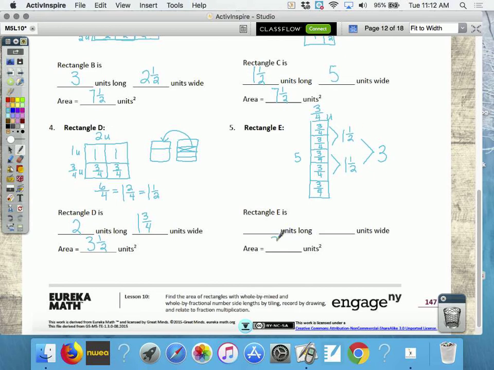So it's 3 and 3/4 is my total. 5 units wide, 3/4 units long. Okay? Another way to do this, and I don't know if I had you write it down, but you could just do repeated addition. So 3, 6, 9, 12, 15 fourths.